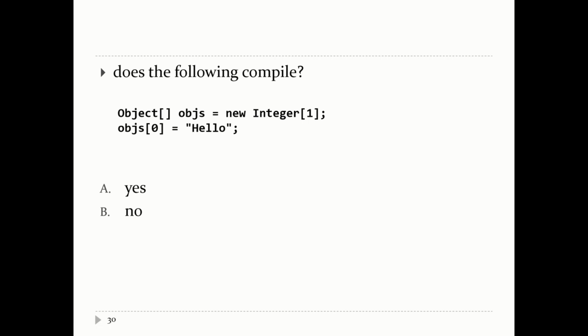Does that compile? The compiler says, well, what's objs? objs is an array of Object. Is "hello" a String? Is that substitutable for Object? The answer is yes. So it lets you store a string in your array objs, even though its runtime type is Integer array. So I've just stored a string in an array of Integer. The compiler can't catch this error.